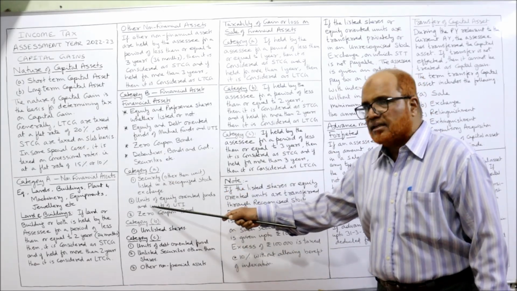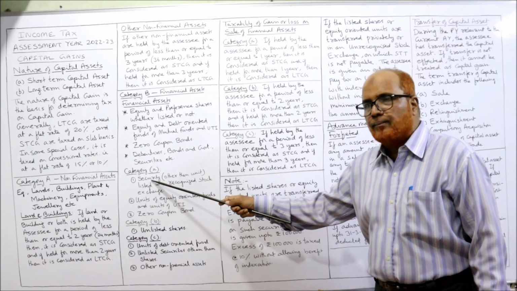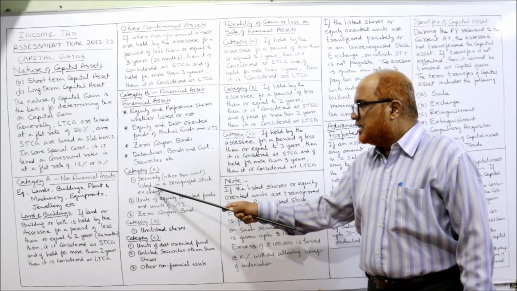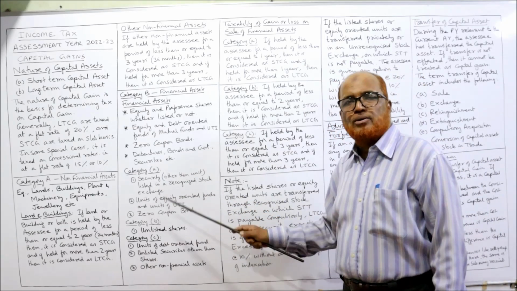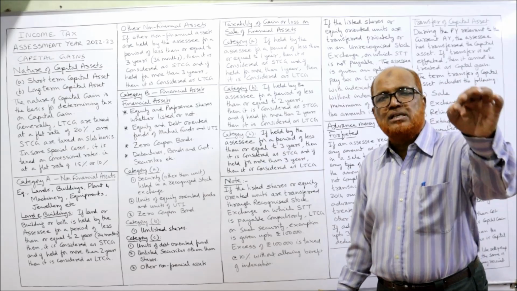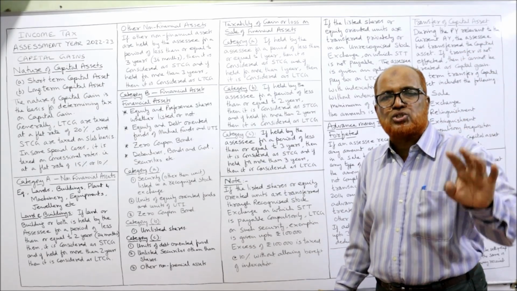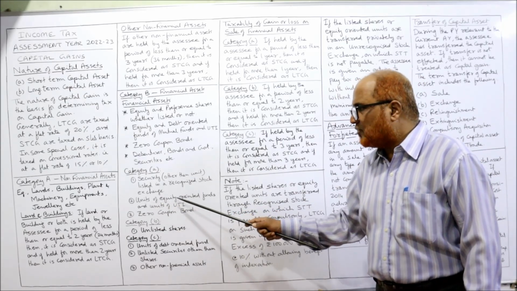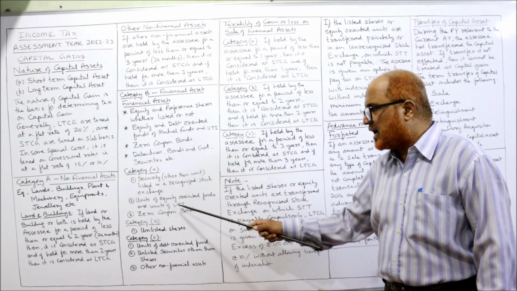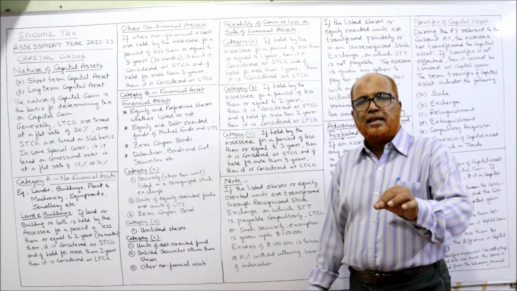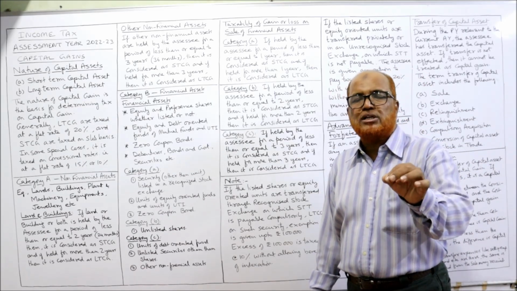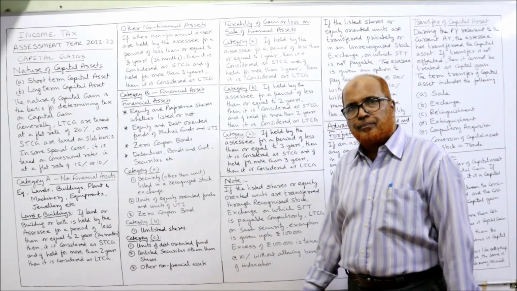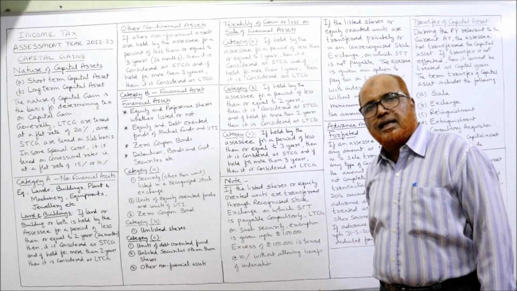A category are these items. Which are the items? Securities, other than units of mutual fund, listed in a recognized stock exchange. So any security which is listed in a recognized stock exchange other than the units of UTI mutual fund. Then units of equity oriented funds and units of UTI. So any units of equity oriented mutual fund and the UTI. Then zero coupon bond. So these three items will come under category A.